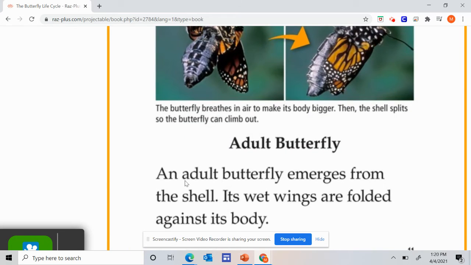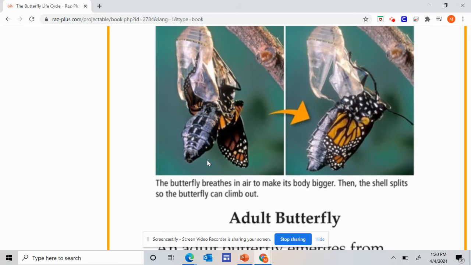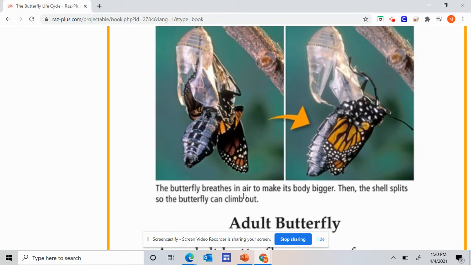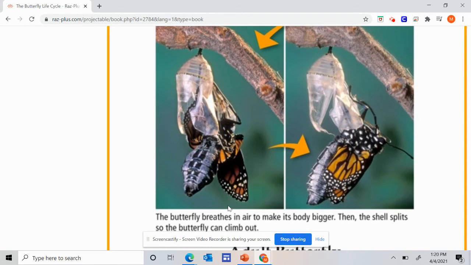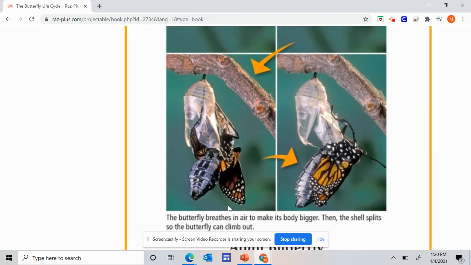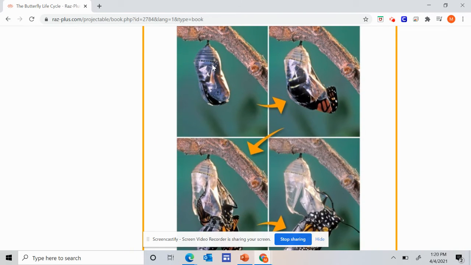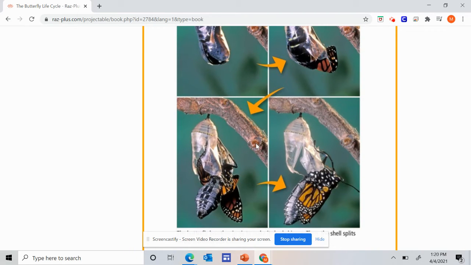Adult butterfly. An adult butterfly emerges from the shell. Its wet wings are folded against its body. The butterfly breathes in air to make its body bigger. Then the shell splits so the butterfly can climb out. So here is the butterfly emerging from the chrysalis.